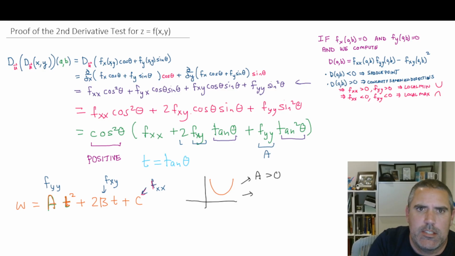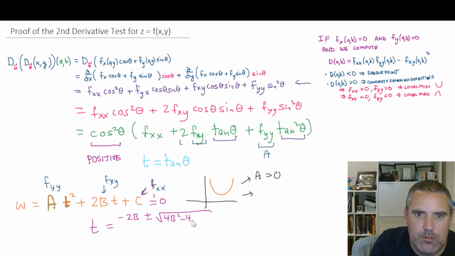Now, if you set this thing equal to 0 and solve, what do you get? You get the quadratic formula. Now, unfortunately, it's 2b. Negative b plus or minus square root b squared minus 4ac, all over 2a.